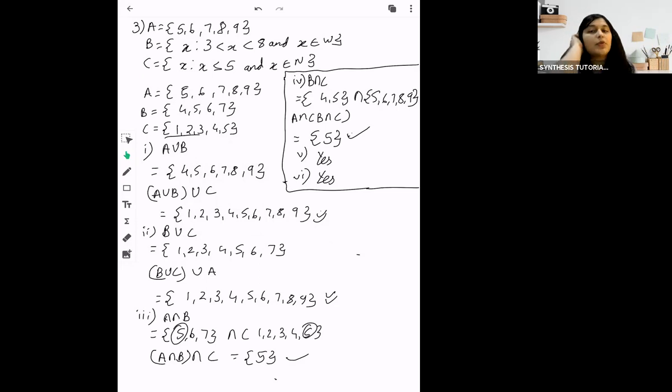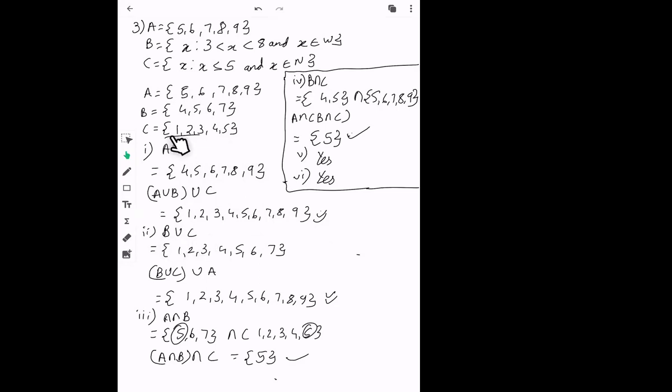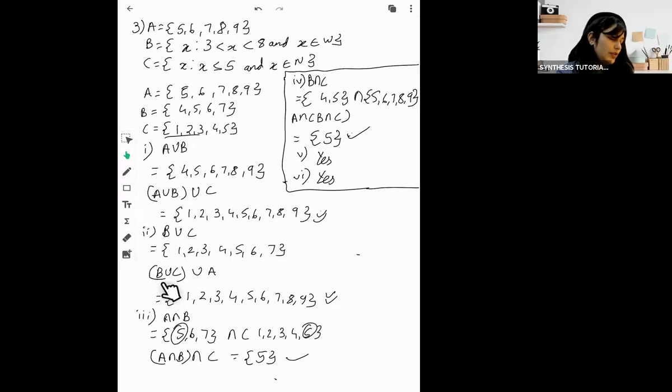Has everyone understood the first sub question? Then the second sub question is you have to do B union C. So 1, 2, 3, 4, 5, 6, 7. And then the union of B union C has to be done with A. So this goes up to 7 and A goes up to 9, so 9 will be added.